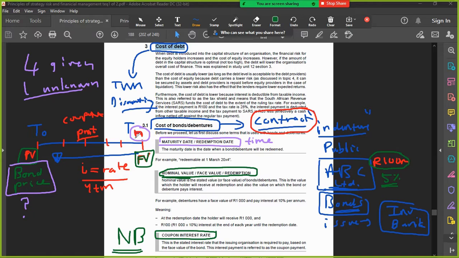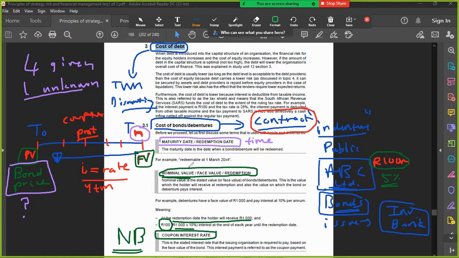Okay, so then it will be 5% of, let's say, 50 million here. Redemption value, okay, 1,000. So the coupon interest will be 10%. So 100 Rand would be the coupon. Ah, I see. Yes. But I want to use a better example. So we'll find better examples.